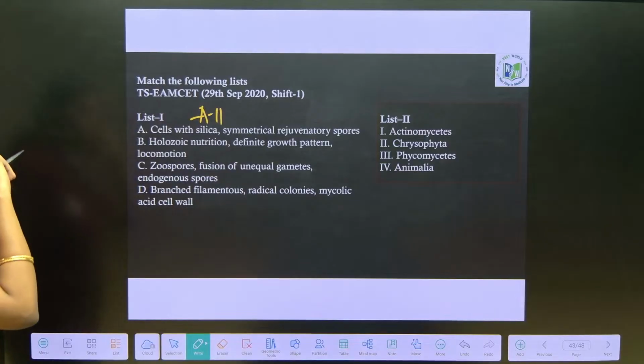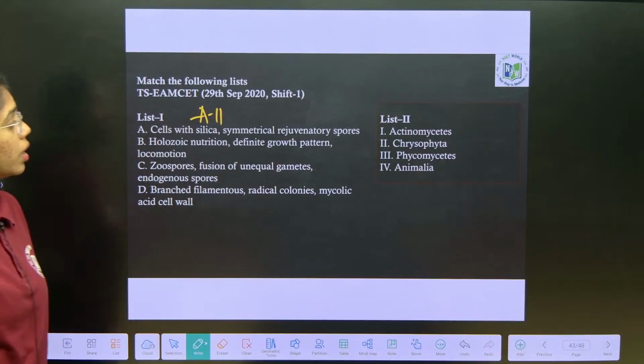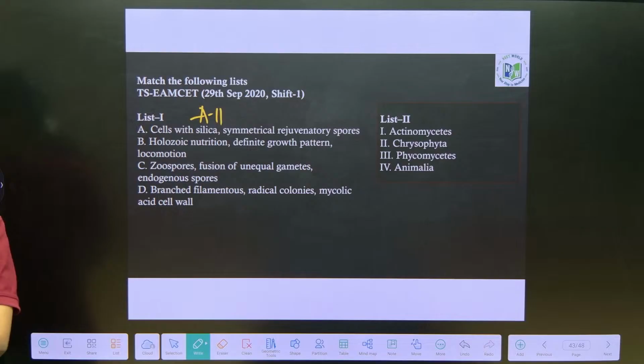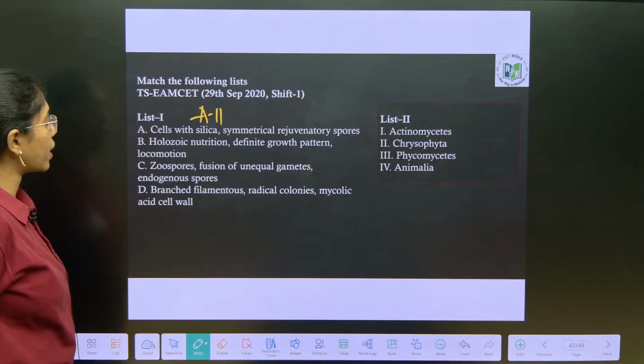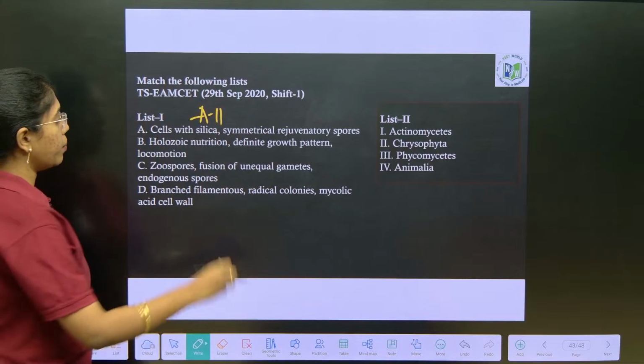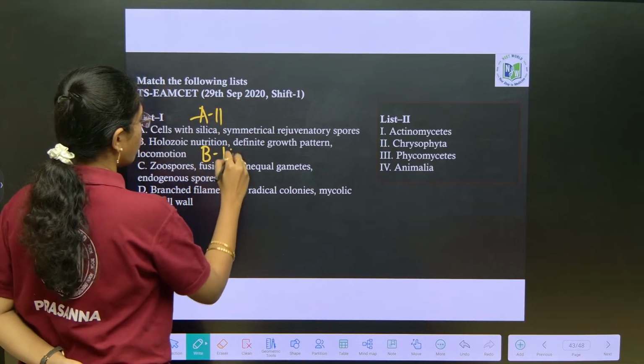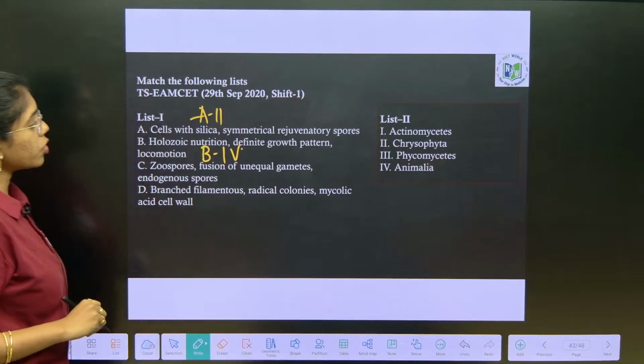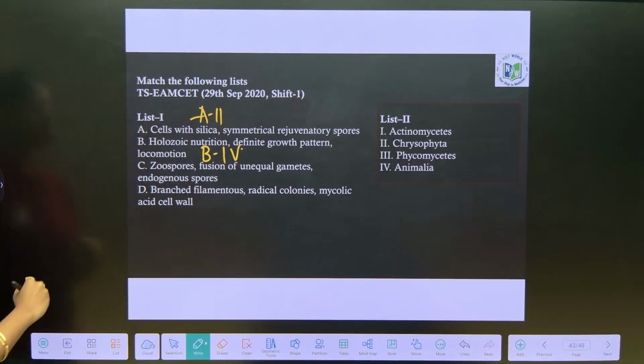Next, holozoic nutrition, definite growth pattern and locomotion. This is observed in Animalia. So, B is 4.